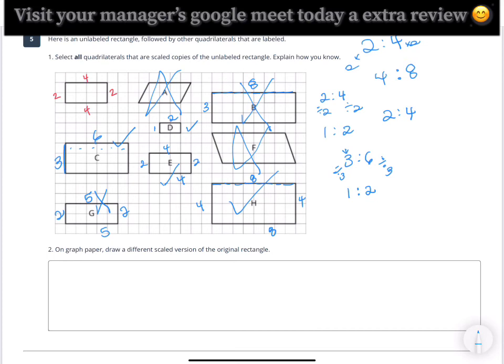So if this question was on your test, you would put C, D, E, and H are scale copies.